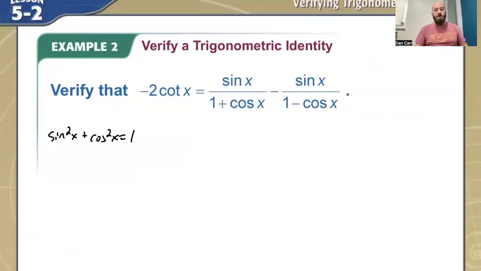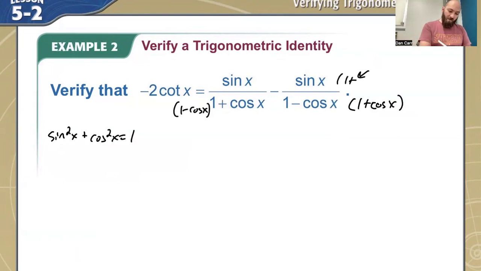Verify that -2 cotangent of x equals all of this. Again, you notice that we're dealing with two fractions here, so let's go ahead and put those together. We can multiply by the other denominators to make them common denominators. And thankfully, they are conjugates of each other. We're going to do that to the numerator and denominator for both, same things here. So 1 minus cosine of x.